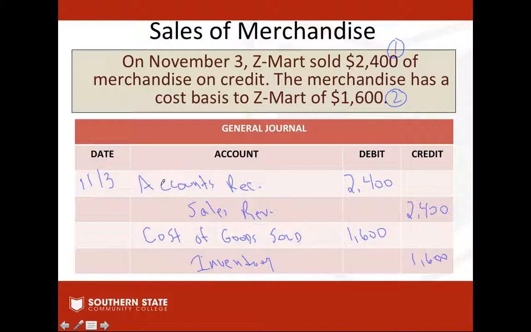First part, we record the sale. Second part, we take it out of inventory and recognize the cost of that inventory. Okay, so that's where we've been. Let's move into new uncharted territory here.